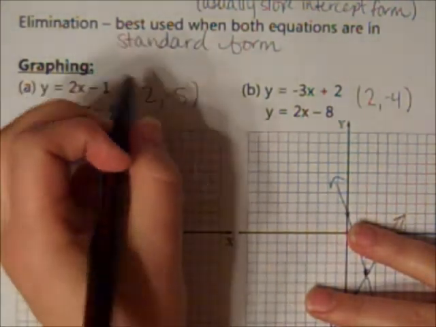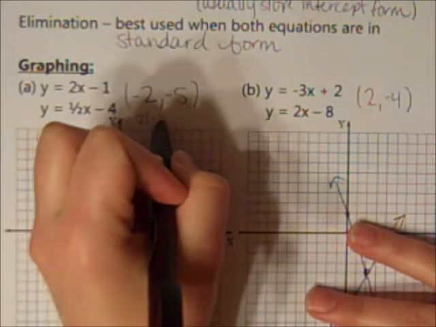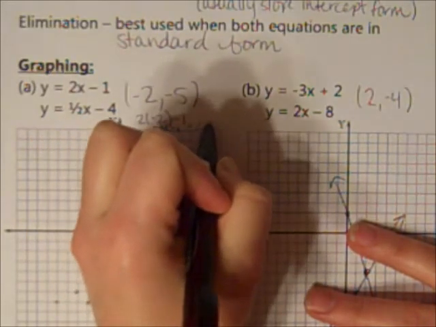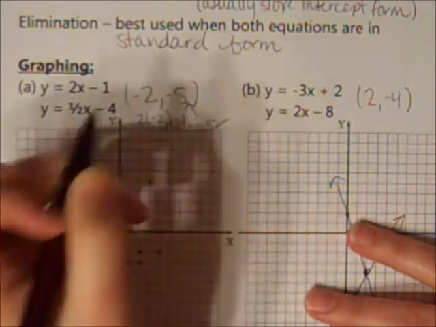So if I wanted to check this one, I would say, okay, 2 times -2 minus 1. That would be -4 minus 1. And that's -5, and that's what y is supposed to be.